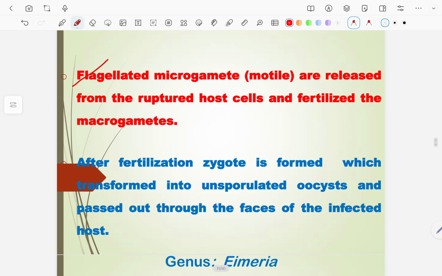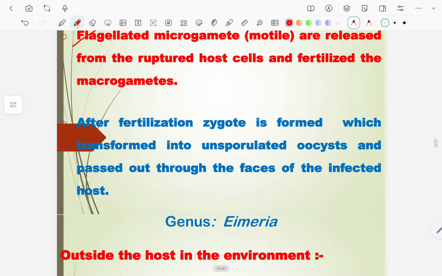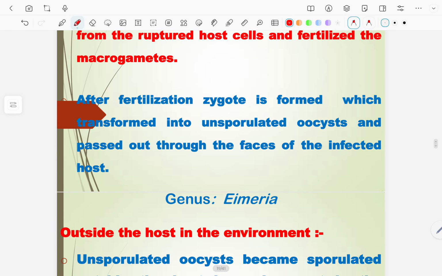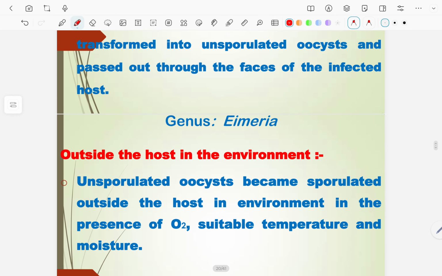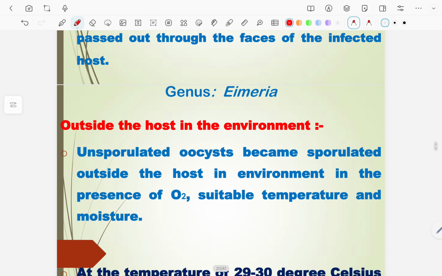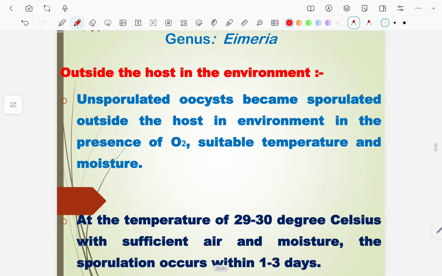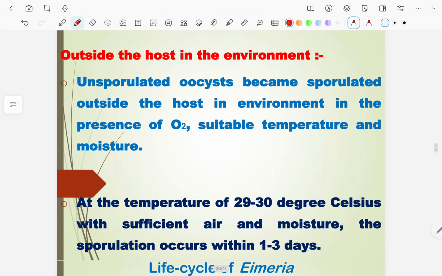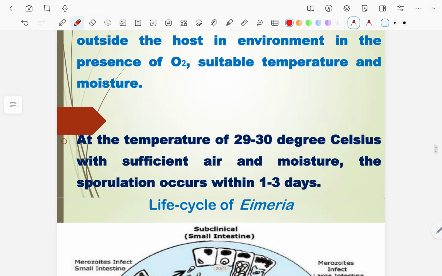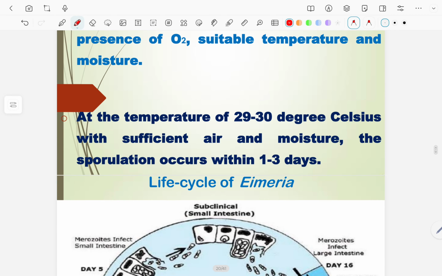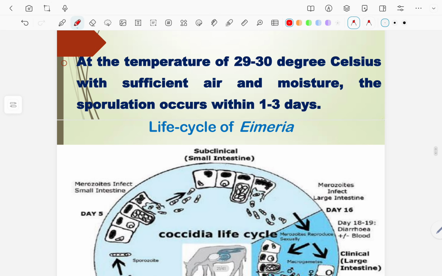After fertilization, a zygote is formed which transforms into an unsporulated oocyst and is passed out through the feces of the infected host. Outside the host in the environment, the unsporulated oocyst becomes sporulated in the presence of O2, suitable temperature and moisture. At a temperature of 20 to 30 degrees Celsius with sufficient air and moisture, sporulation occurs within 1 to 3 days. Life cycle of Eimeria.